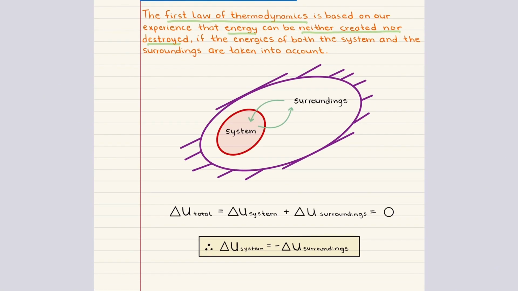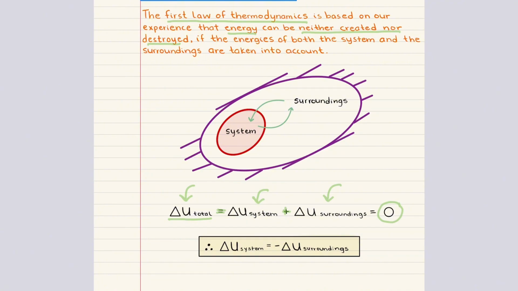To express this idea mathematically, for internal energy, which is all the energy of a system that's associated with its microscopic components, we can write that the change in total internal energy equals the change in the system's internal energy plus the change in the surroundings' internal energy, and this total change must equal 0. So delta U total equals delta U system plus delta U surroundings. That is equal to 0.